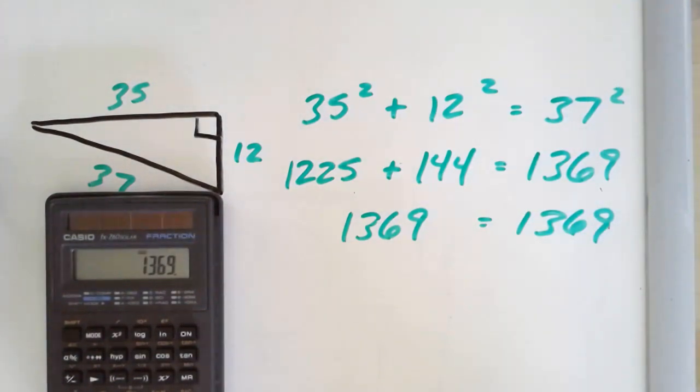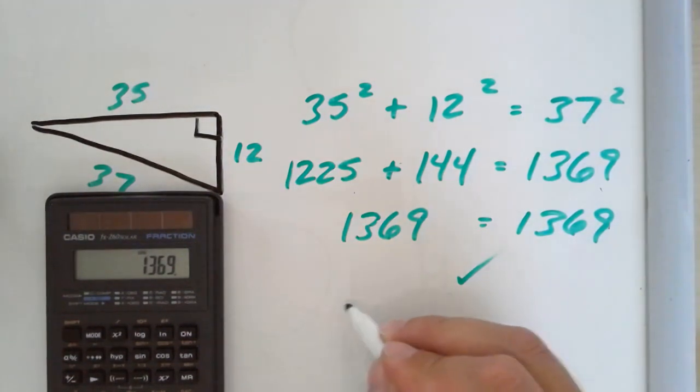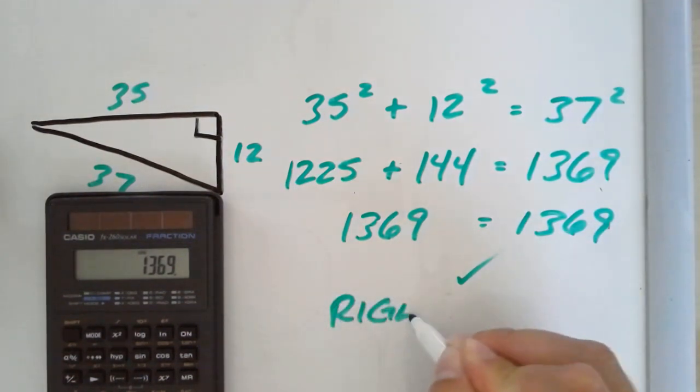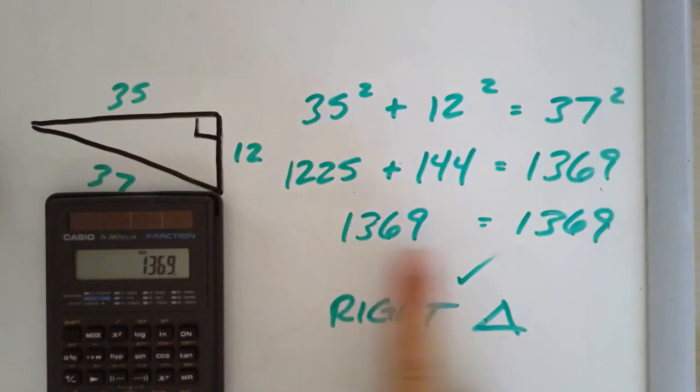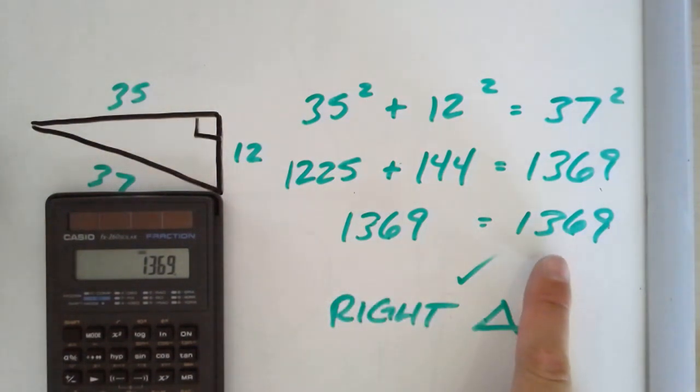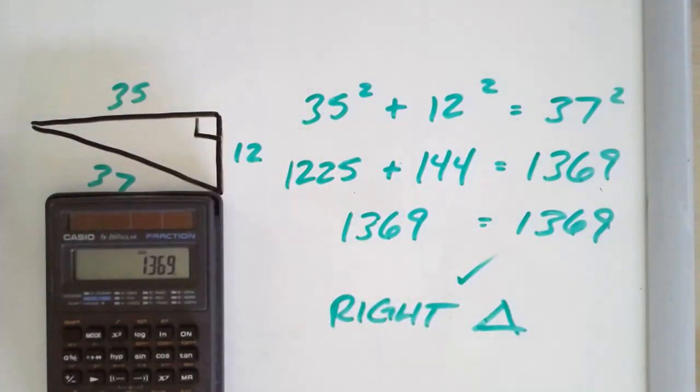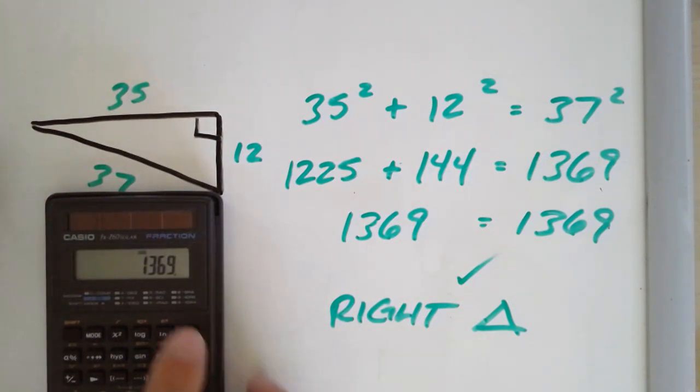That doesn't seem particularly significant. But what does this mean? Yes, they do equal each other. That means that this must be a right triangle. Because the Pythagorean theorem only works if it is a right triangle. Had it been any other number equaling 1369, it simply would just not be a right triangle. It's obviously a triangle. It just wouldn't be a right triangle.